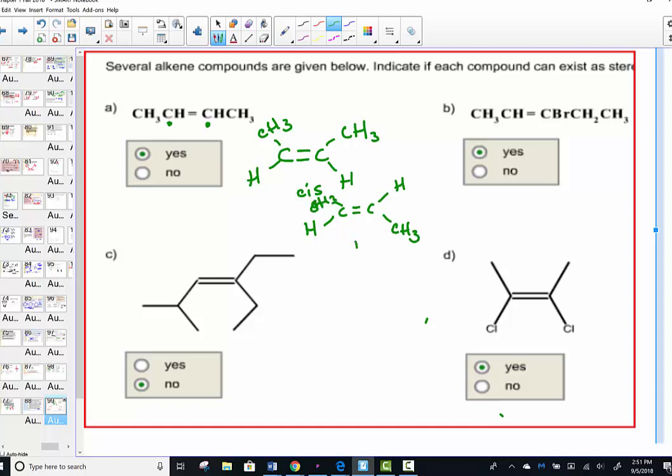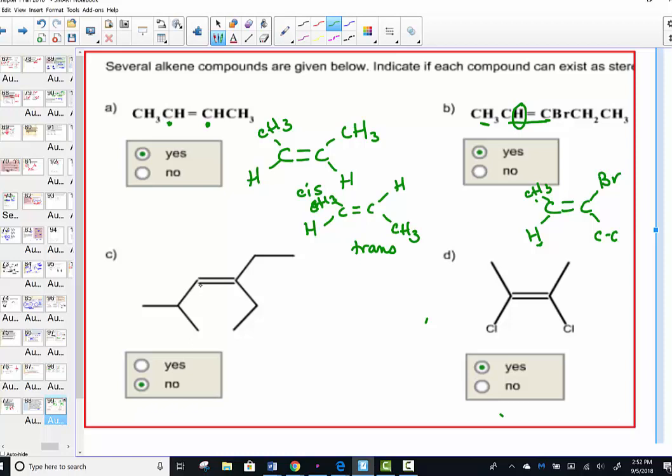I'm getting there. There's the trans. This has a double bond, the carbon-carbon double bond. I have one side is a methyl group, and the other side is a hydrogen. See, this hydrogen is attached to the carbon, that's this one, and then the methyl is attached to that carbon in the double bond. This carbon has a bromine and an ethyl group. We could have easily switched the bromine and the ethyl group the opposite direction to create the opposite stereoisomer.